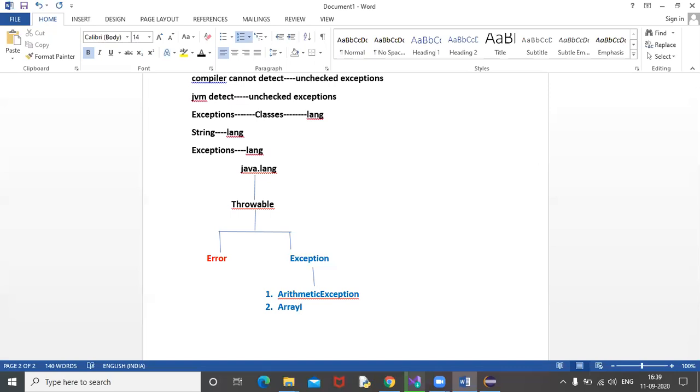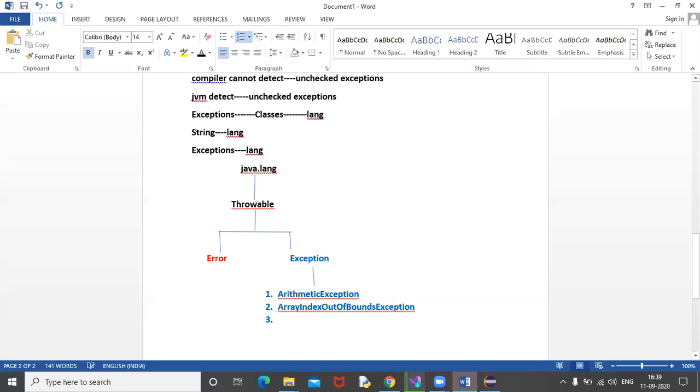Array index out of bounds exception. See how I am writing capital letters, you should be very careful. Every word starts with a capital letter. I told in the beginning, as far as classes are concerned, camel casing. Even "of" should start with a capital letter. Array index out of bounds exception. With some practice, you can remember that name. Arithmetic exception, array index out of bounds exception.